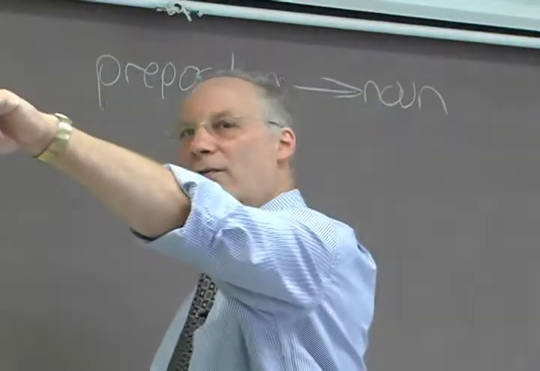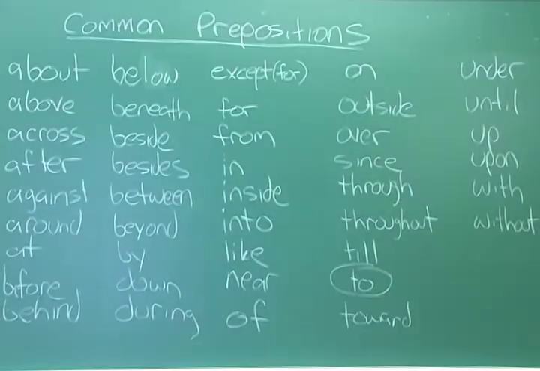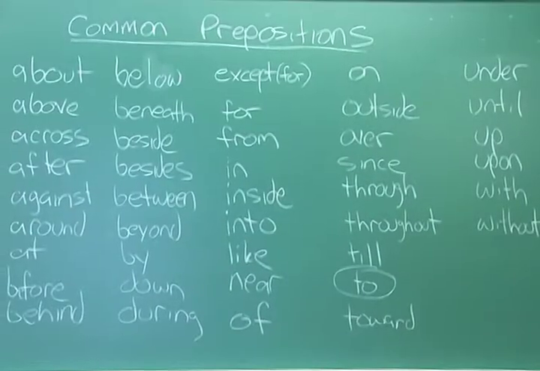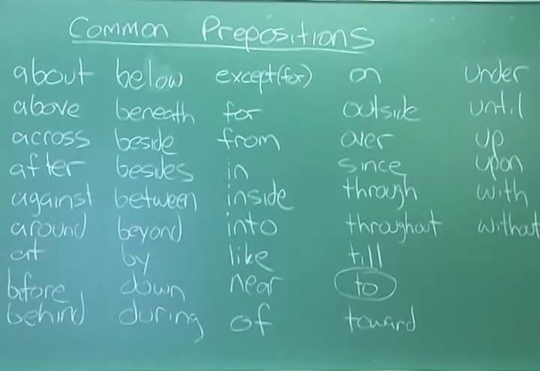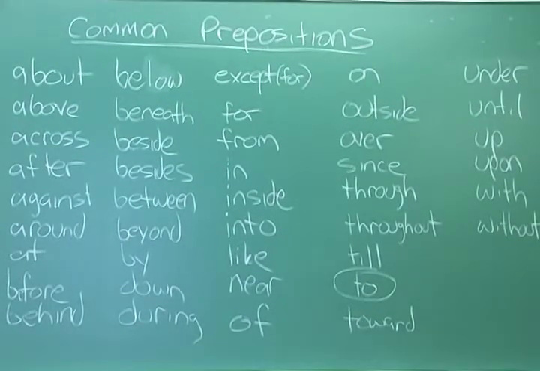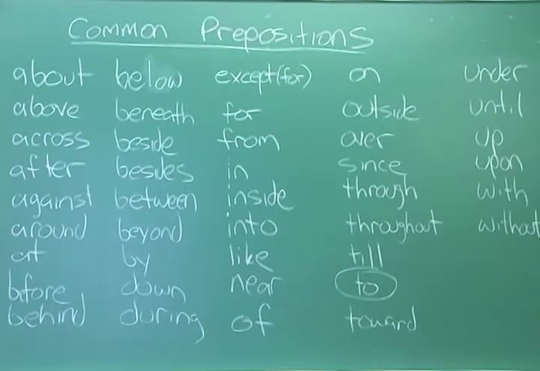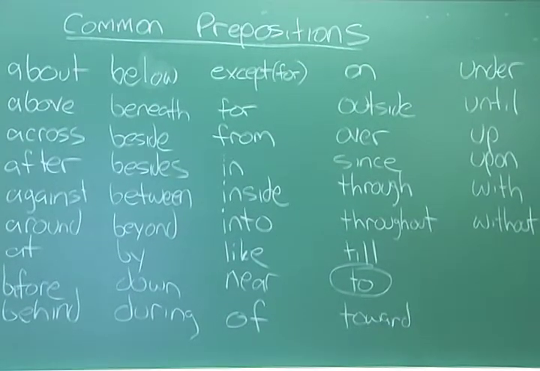On the board over there, we have a list of common prepositions. Again, you can find this on the web in hundreds of places. You can find it in any grammar textbook. But just so that you're familiar with them, many of them give location. So you have words like around, at, under, between, beneath. They give location. But there are some that don't give location.